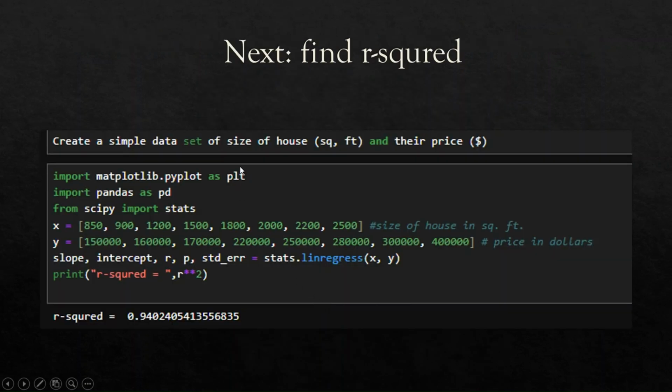Next, we'll have to find the coefficient of correlation R value of the data. This can be found by using the linregress function of the SciPy stats module. The R squared value is very close to 1. That means the dataset is highly correlated, and therefore we can use the linear regression model to predict the future data.